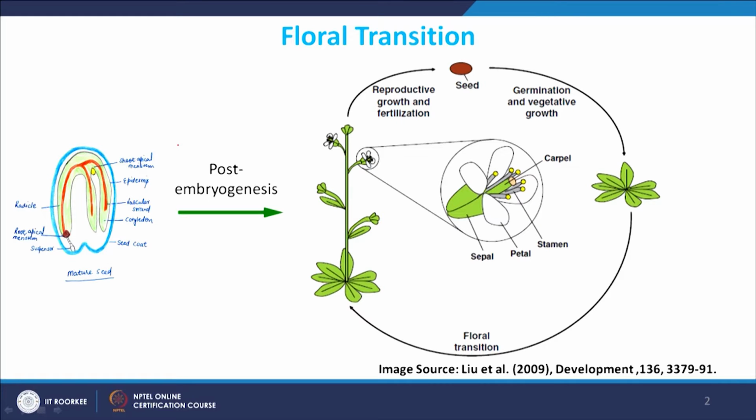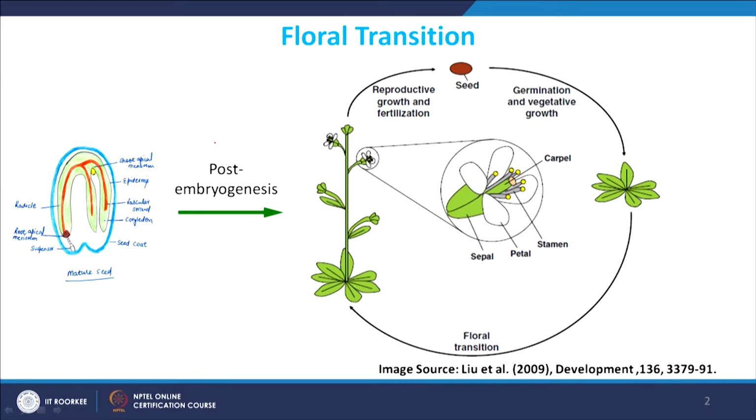Welcome back to Plant Developmental Biology course. In today's class, we are going to discuss flowering. So, flowering is basically a transition from the vegetative phase to the reproductive phase in the life cycle of a plant.